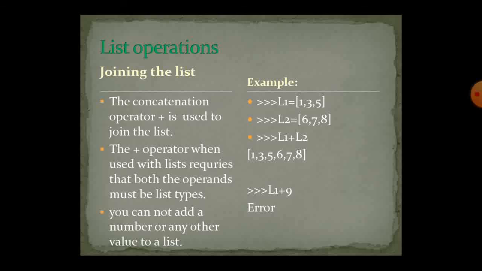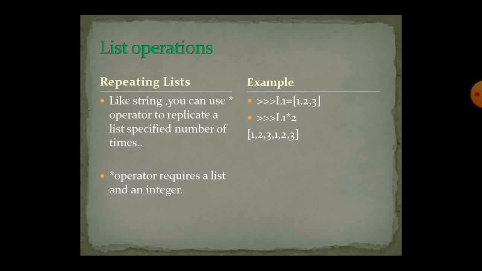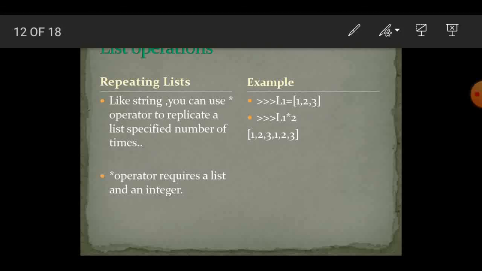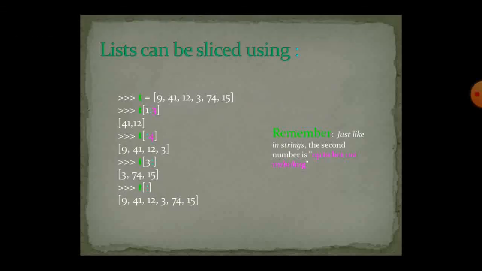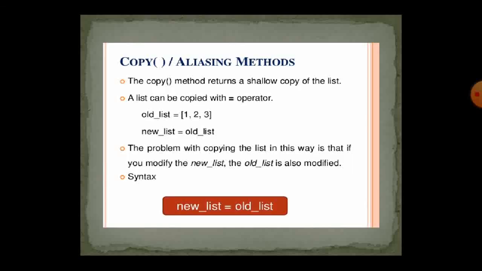Joining the list, you can use the plus operator to join lists. You should not use any number or integer values, otherwise it will display an error message. Repeating the list, you can use the multiplication operator, asterisk. Repeating a list supports integer values. The slicing is the same method as for strings. Copy method will copy the values of the old list to the new list. What is the syntax for this?